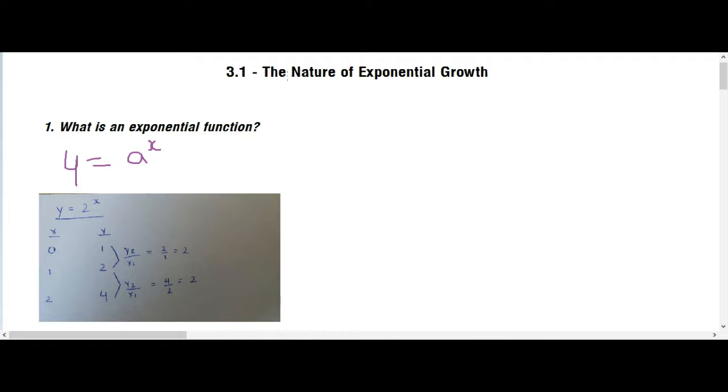What is an exponential function? An exponential function can be written in the form of f of x or y equals a to the power of x, where a is a constant value and the base of the function, while x is the variable by which the graph increases or decreases by. You can tell if a function is exponential or not by determining the ratio of consecutive y values.